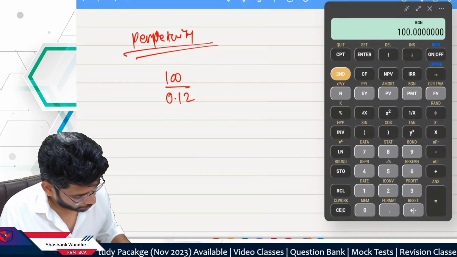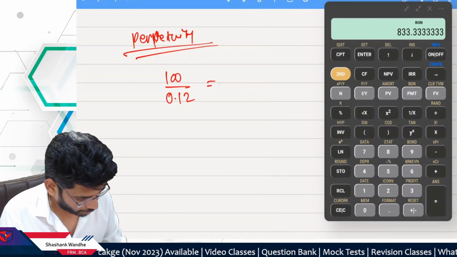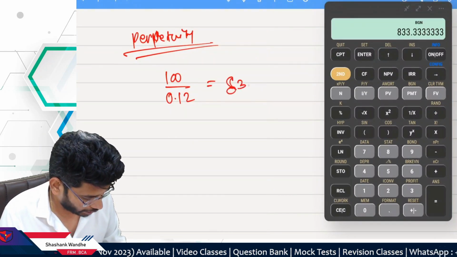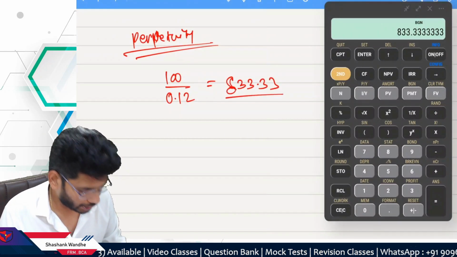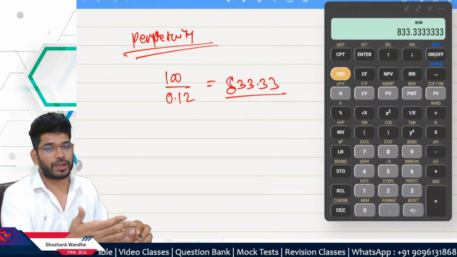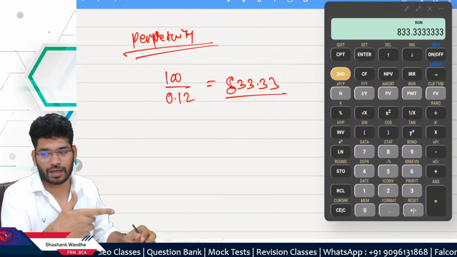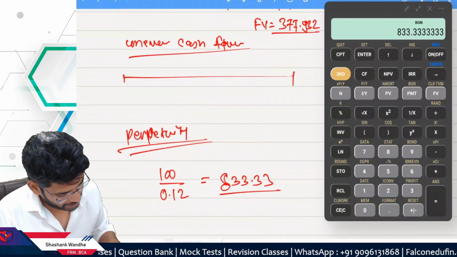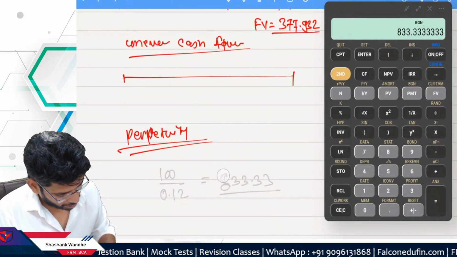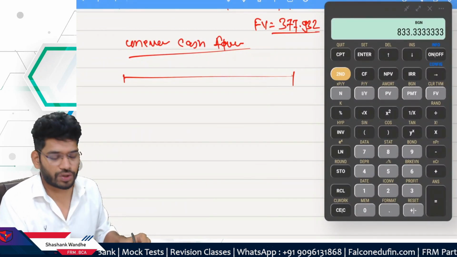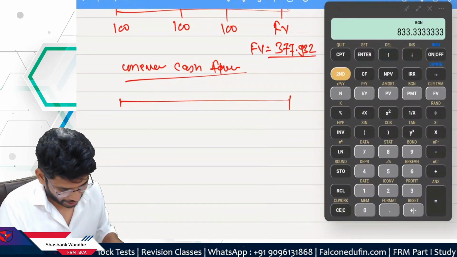100 divided by 0.12 and you have your answer, 833.33, like this. Okay, so this is your perpetuity. So we saw the annuity's present value and the perpetuity's present value. In perpetuity, we don't have any complex calculations.